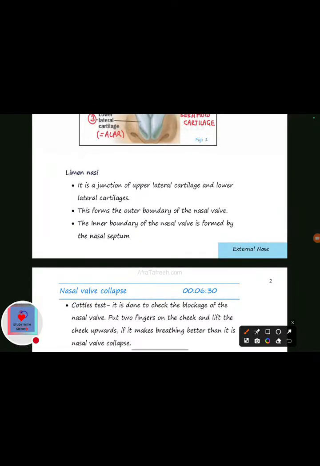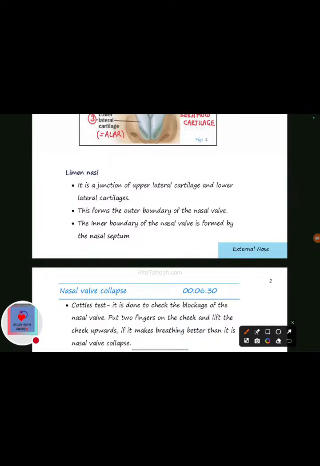Now, you might have heard the term limen nasi a lot of times. So let's clarify what is limen nasi. It is the junction of the upper lateral cartilage and lower lateral cartilage. This forms the outer boundary of the nasal valve. The inner boundary of the nasal valve is formed by the nasal septum.